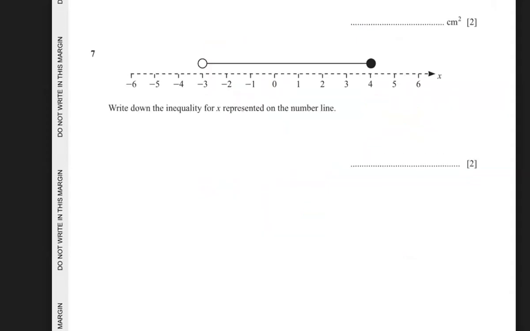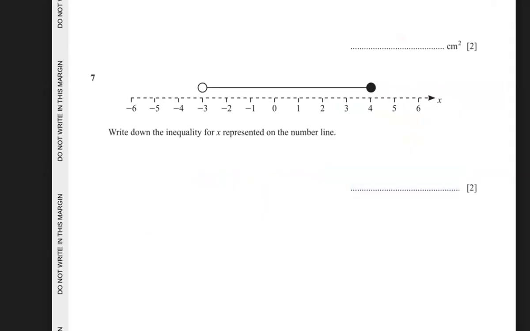Question 7, 3 marks. Write down the inequality of x represented by the number line. A hollow dot means does not include. A solid dot means include. So here it is just -3 < x ≤ 4.